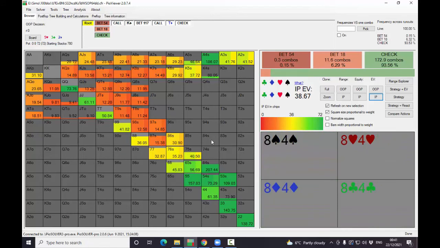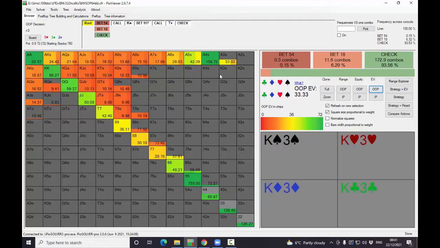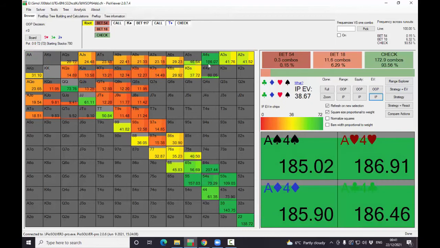It's also worth noting that position plays an important role in EV. If out of position has ace-4 suited, his EV is just under 16 big blinds. But if in position has it, his EV is 18.6 big blinds, because it's easier to realize equity in position. You can decide when to bet. If he checks, you can always bet. Whereas when you're out of position, you don't know what the other guy's going to do. If you check, he might check behind.